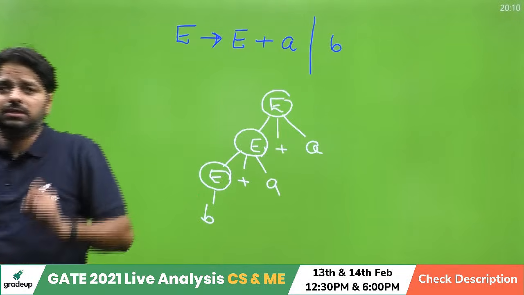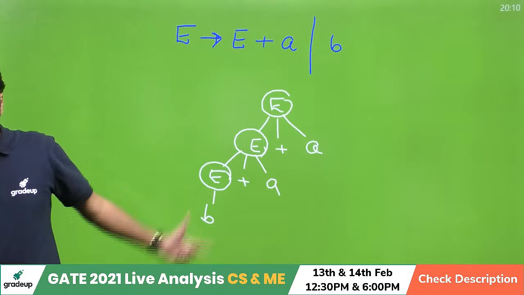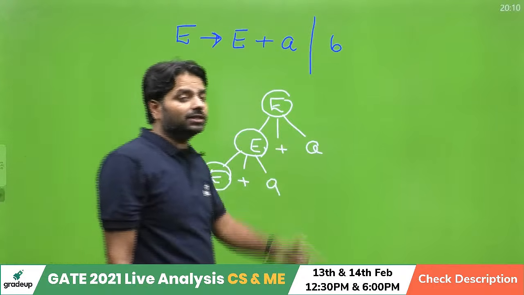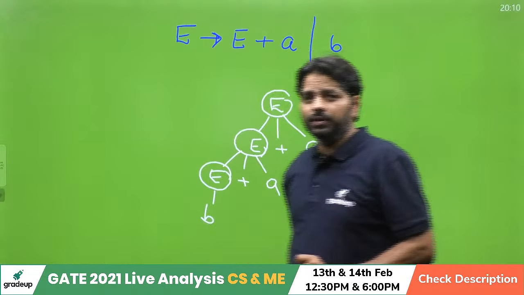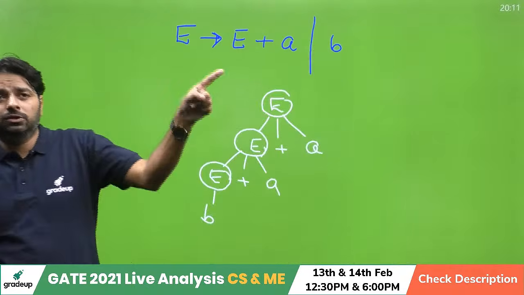Left plus or right plus? Is that left plus or right plus? That's going to be the associativity property. When you have two same operators, which operator is evaluated first? Left operator or right operator? If it is evaluated left first, that is left associative. If it is right first, that is right associative.